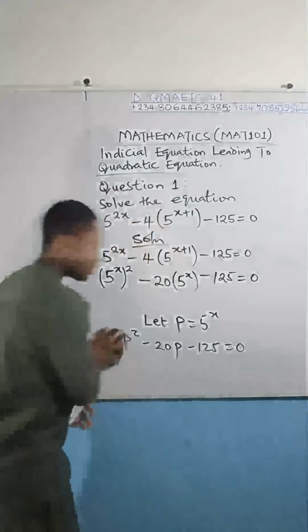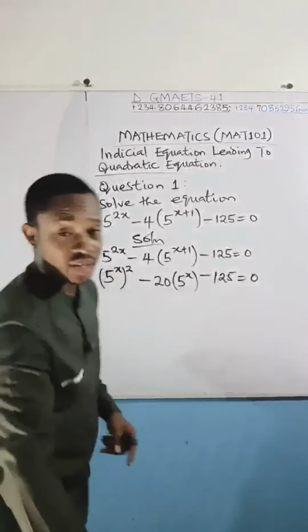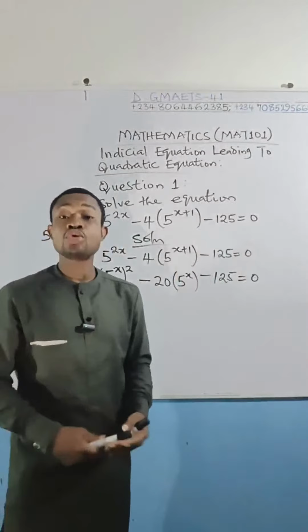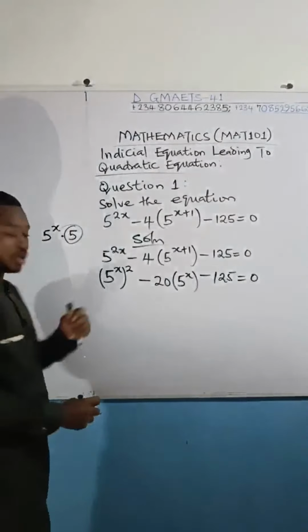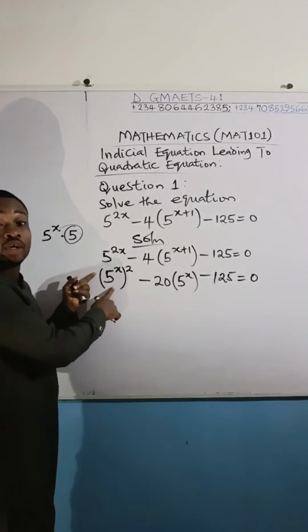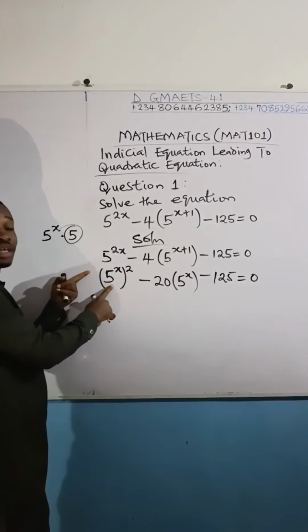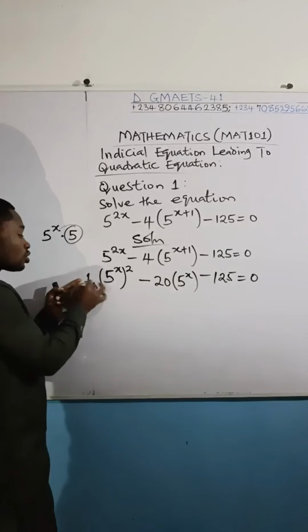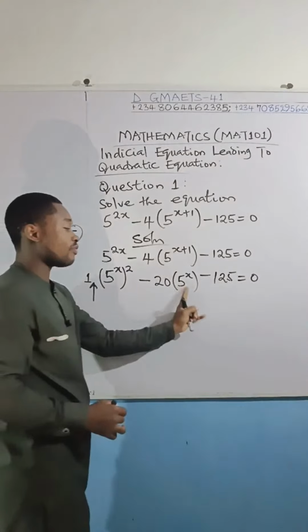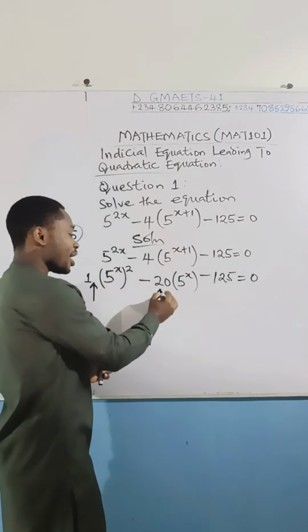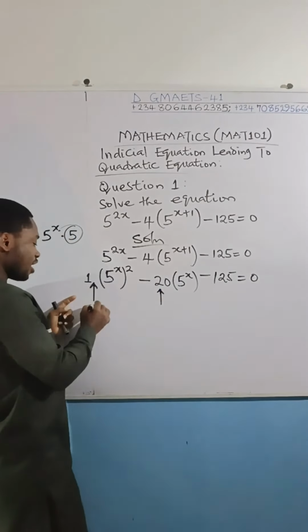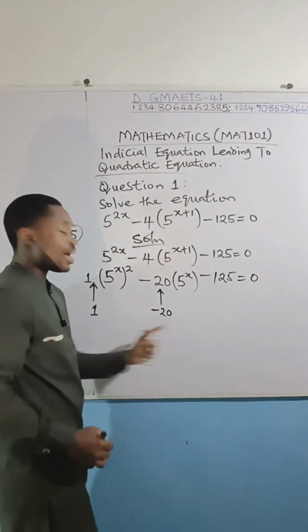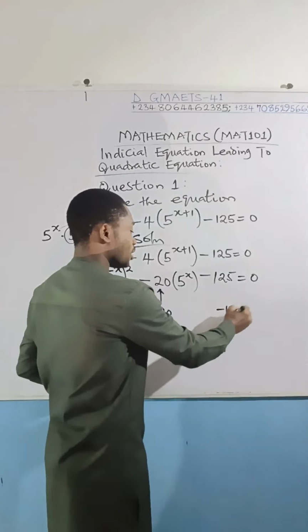Like I said already, the unknown term is 5 raised to power x. So what you're going to do is to solve this equation for 5 raised to power x. And how do you solve it? It's simple. Take note of the following coefficients. The coefficient of the unknown term, 5 raised to power x, is an invisible 1. Take note of it. Here, the coefficient of 5 raised to power x is minus 20. Like here you have 1, the coefficient of this term, and the coefficient of this term is minus 20. And then the last term, you have minus 125.